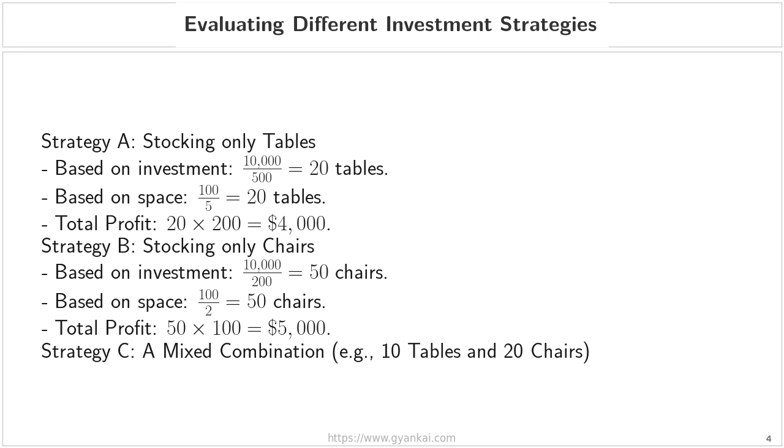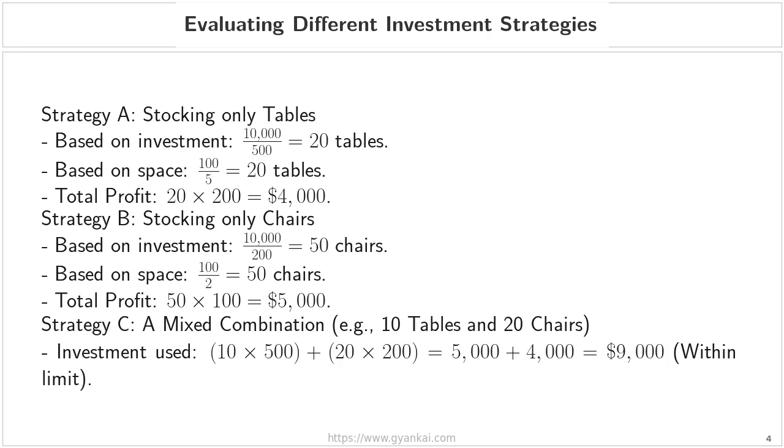Finally, let's test Strategy C, which is a mixed combination. Let's say we decide to stock 10 tables and 20 chairs. First, we must verify if this is even possible within our limits. For investment, 10 tables at $500 each plus 20 chairs at $200 each equals $5,000 plus $4,000, totaling $9,000. This is within our $10,000 limit.